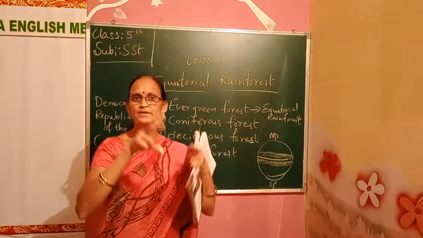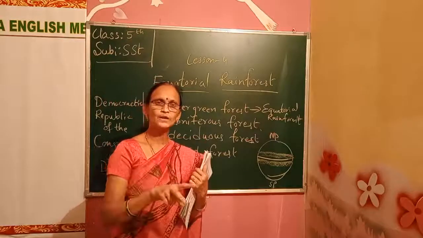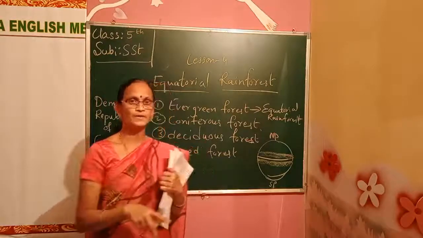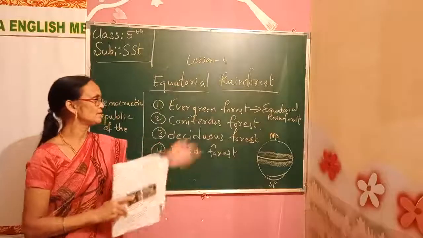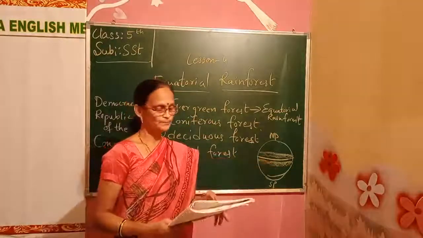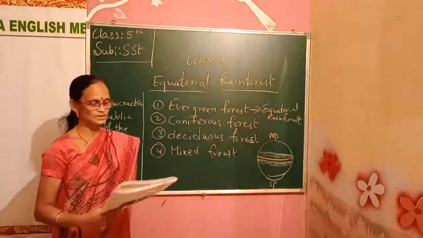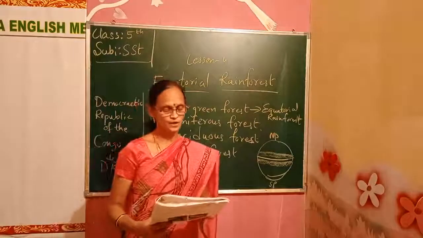Asia has so many countries, like India, Pakistan. Among African countries, the Congo is a very popular country, and it has this type of forest, and it is very near to the equator. It is the third largest country of Africa.